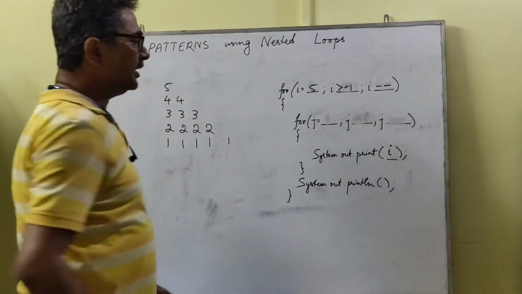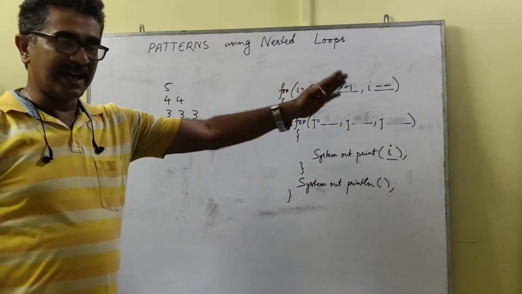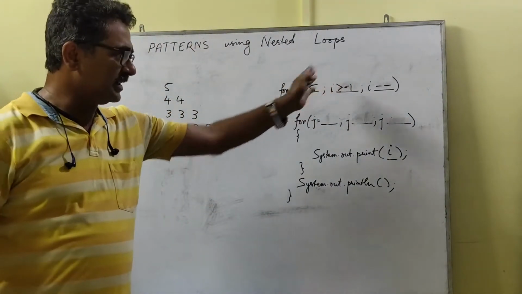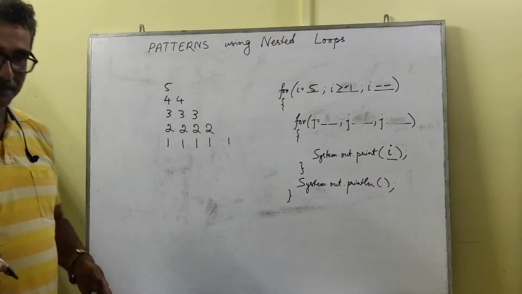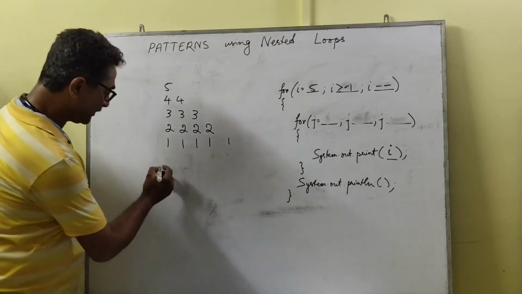So that's pretty simple. i is 5 and ending at 1. So 5 to 1 it is decreasing, therefore i--. Now determining the inner loop is quite tricky. We are going to find it out.